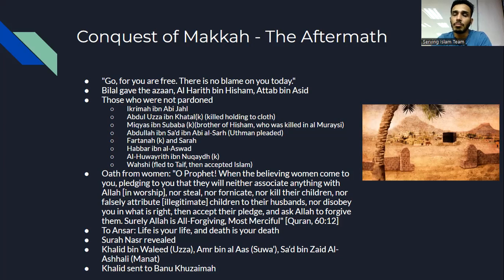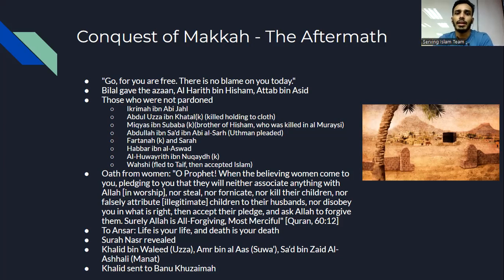He came to Medina and pretended to accept Islam. Afterwards, he took the blood money from Muhammad sallallahu alaihi wasallam, 100 camels. Then he killed the Sahabi and went back to Makkah. Therefore, Miqyas ibn Subaba was also killed.